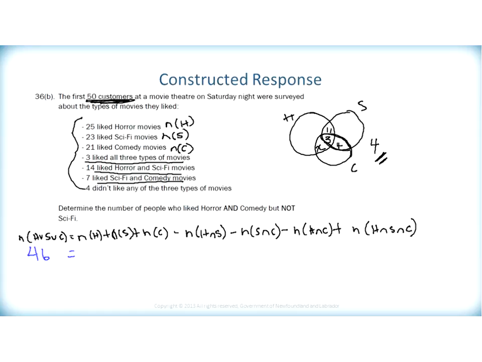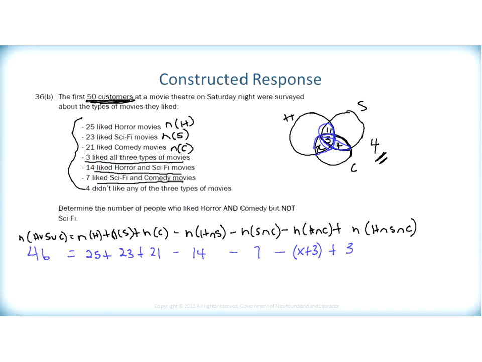The number that liked horror movies was 25. The number that liked sci-fi is 23. And the number that liked comedy is 21. The number that liked horror and sci-fi will be 14. The number that liked sci-fi and comedy is 7. The number that liked horror and comedy will be, and keep note of the bracket here, X plus 3. And the number that liked all 3 would be 3.